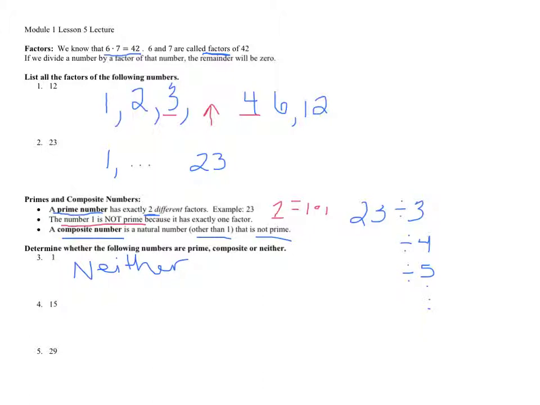Now, 15, well, we should think about what the factors are of 15. I know 1 times 15 is 15. 2 doesn't work because 15 is odd. 3 though, 3 times 5 is 15. So since I have more than two factors, I can say that this is a composite number.